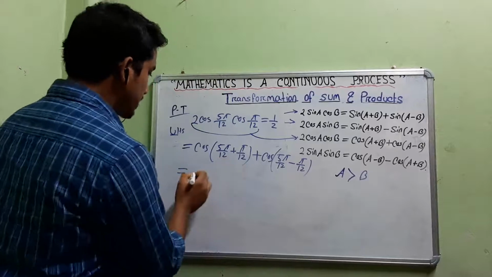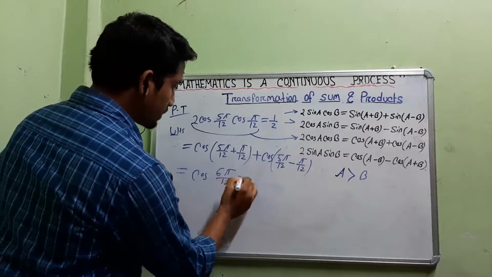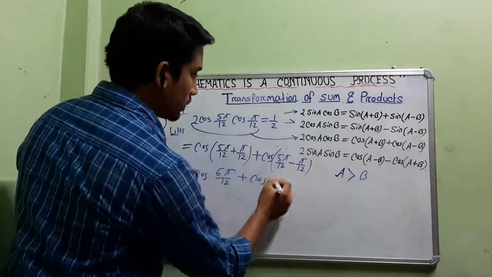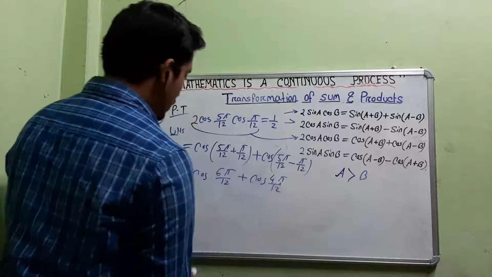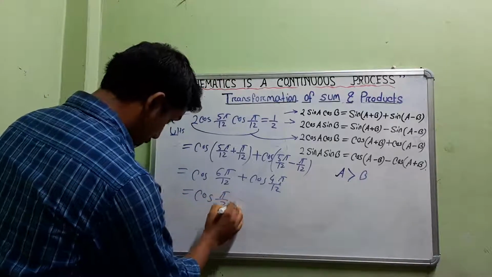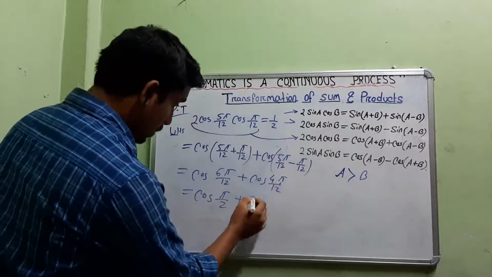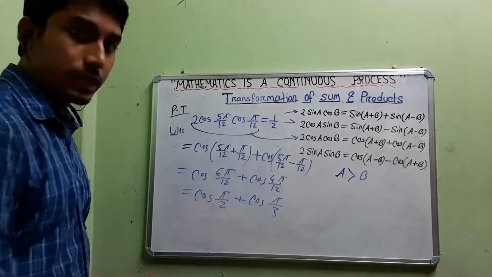Now if you take the sum here, cos(A plus B) will give you cos 6 pi by 12 plus cos 4 pi by 12, isn't it? Now you take a little bit of cancellation, so it will be cos pi by 2 plus cos pi by 3. That one we got.